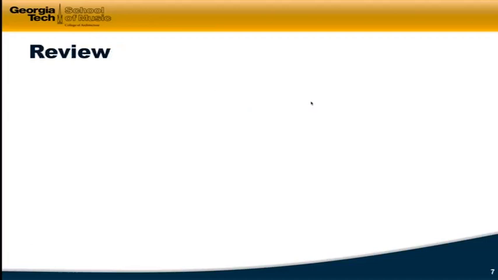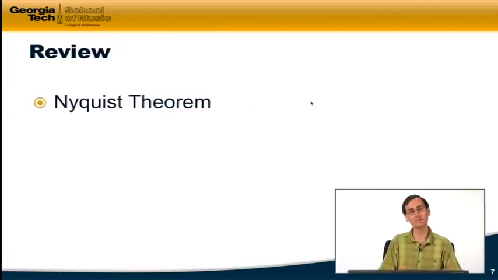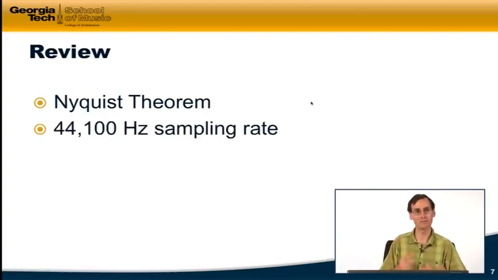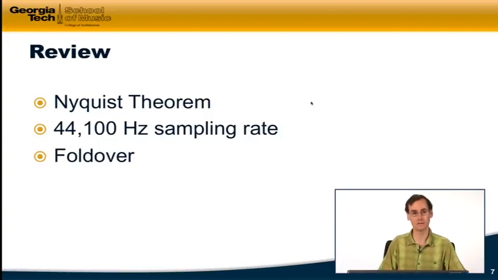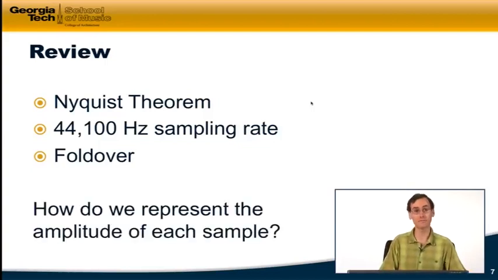So just to quickly review here, in this module we talked about the Nyquist theorem as a way to figure out an appropriate sampling rate, that our sampling rate needs to be at least double the highest frequency we want to represent. And we talked about how we arrived at 44,100 hertz as a fairly standard sampling rate. And we talked about the fold over and other effects that can happen when we're recording at a sampling rate that's too low. In the next video, we're going to get into the question of bit width and how we decide what resolution we need to represent the amplitude of each sample.